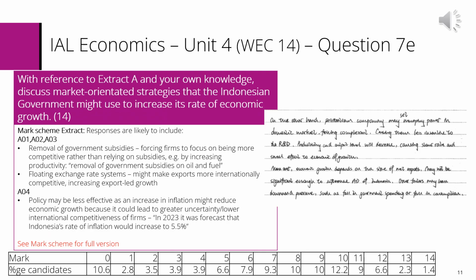The next worst performing question on Unit 4 was in Section B. This question was question 7E. This question was a 14-mark question. The question asked students to use the source to discuss market strategies the Indonesian government might use to increase its rate of economic growth. The question was looking for two strategies, and this needed to be the focus with well-developed chains of reasoning. This question was a levels of response question.